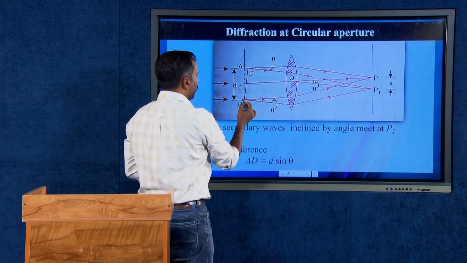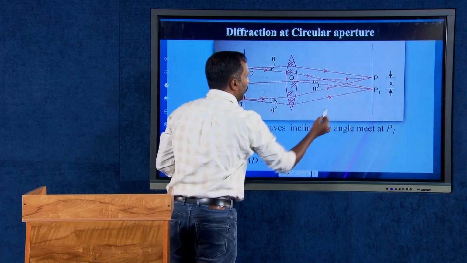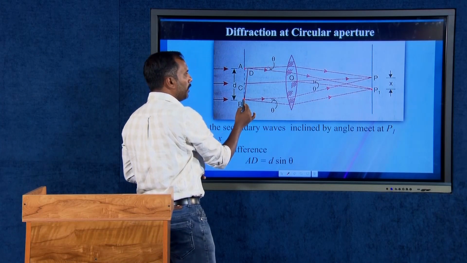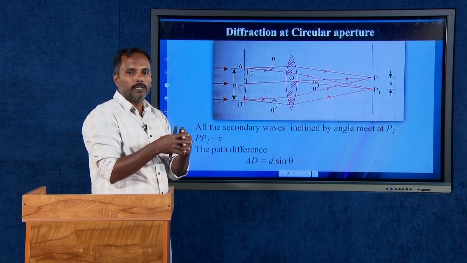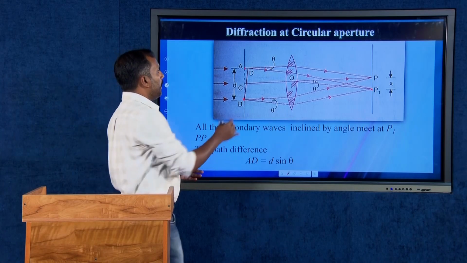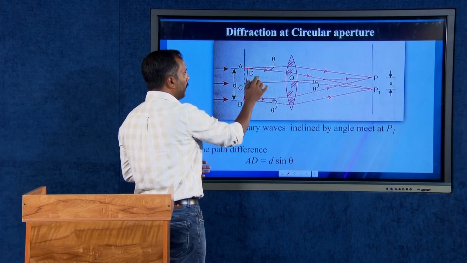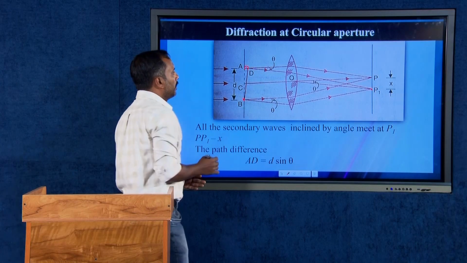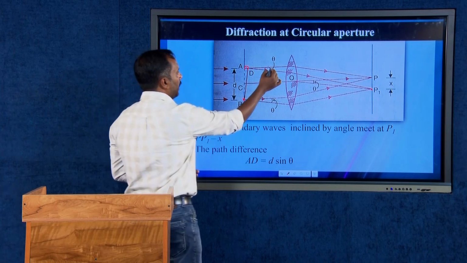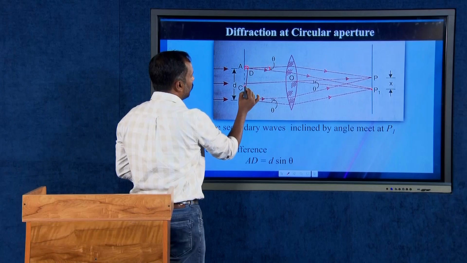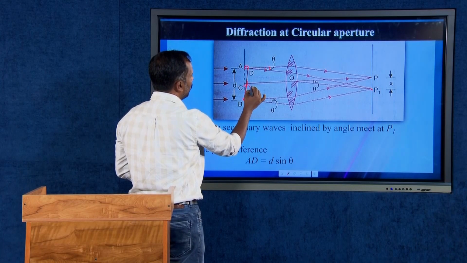The secondary wavefront from A reaches point P1, and the secondary wavefront from B also reaches point P1, and they are superposing with each other. Therefore we have to calculate the path difference. From D to P1 and from B to P1 is an equal path, so obviously this distance AD shall be the path difference, and if this angle is theta, obviously this particular angle also shall be theta.